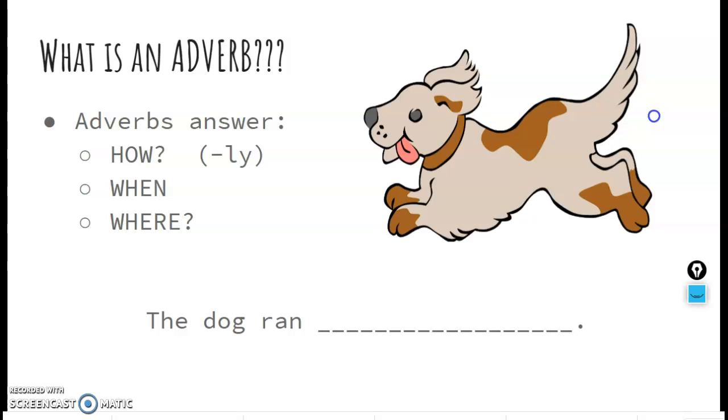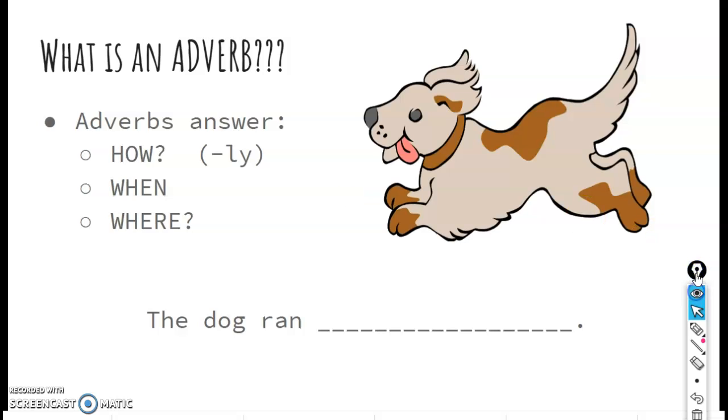Remember, adverbs describe verbs. That's why they have the word verb in them. They answer three different questions. Adverbs can tell us how, when, and where. And I put up here just a little hint that the how adverbs a lot of times end in ly.